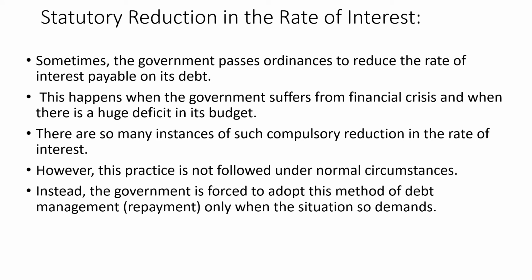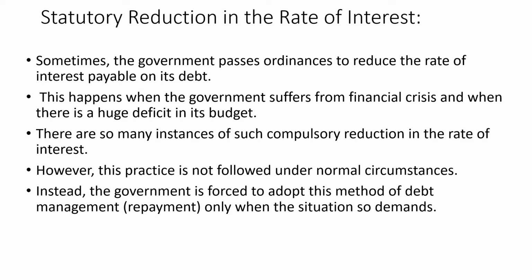Now, the next method is statutory reduction in the rate of interest. Here, we could see that sometimes the government passes some ordinances in order to reduce the rate of interest payable on its debt. This happens when the government suffers from financial crisis or financial crunch and when there is a huge deficit in its budget. So there can be many instances of such compulsory reduction in the rate of interest. But this practice is not followed under normal circumstances. It is mainly followed during the period of financial crisis or financial crunch. Instead, the government is forced to adopt the method of debt management only when the situation so demands, right?